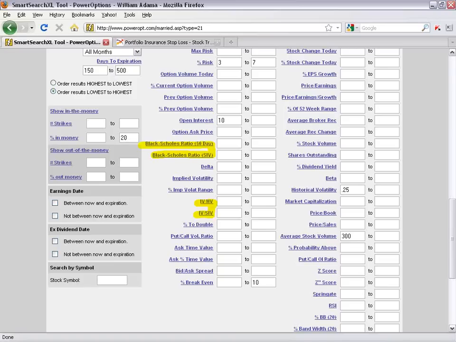Now, one of the other reasons, of course, that I'm not using the standard IV over HV or the Black-Scholes ratio 50-day is because if the options were overvalued to begin with, when I'm buying, I'd be looking for undervalued options. I'd be looking for a Black-Scholes ratio of less than 1 or an IV over HV of less than 1 if I wanted to identify undervalued options. But that, again, is not my focus.